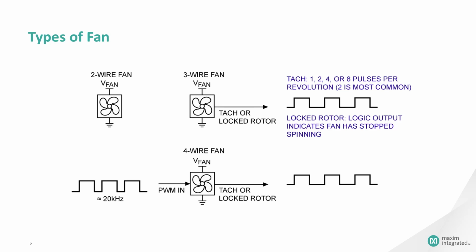A tach output is usually an open drain logic output that produces a series of pulses as the fan spins. Most fans produce 2 pulses per revolution, but fans producing 1, 4, or 8 pulses per revolution are also available. By determining the period or frequency of the tachometer pulses, the fan's speed can be calculated. This data can then be used for closed-loop control of the fan's RPM by comparing the actual RPM with the target RPM and then adjusting the drive to the fan until the actual RPM matches the target RPM.